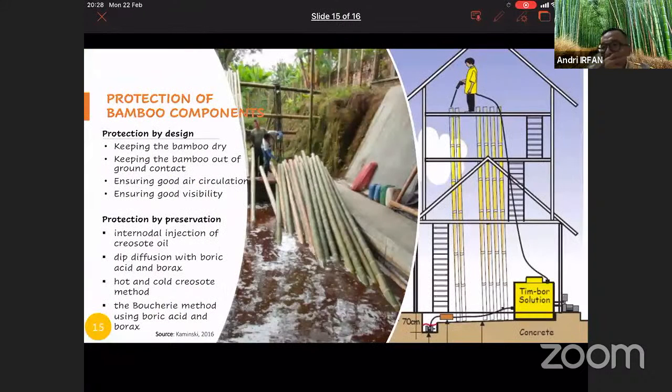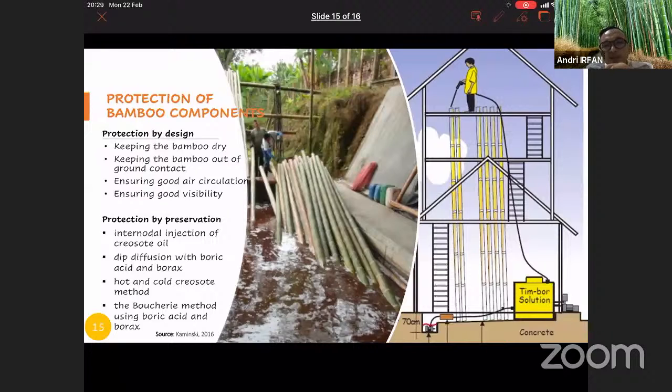Okay, this is the protection of bamboo components. Bamboo is non-durable in its natural state. It provides a ready source for insects and fungi, and decays in less than a year in direct ground contact. Protection is therefore essential to ensure the longest possible life for the material and the building in which it is used. Protection does not necessarily mean chemical treatment.